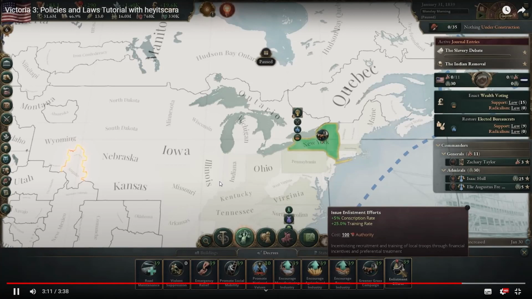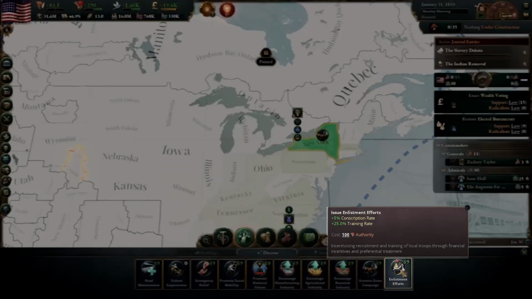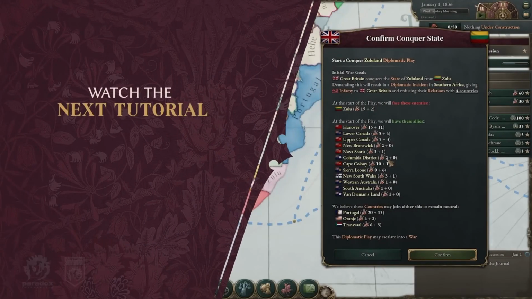Or, if a player is planning on declaring a war, enlistment efforts can temporarily increase the amount of conscripts a state provides, and speeds up the process of training them. In the next video, we'll cover using diplomatic plays to set the stage for wars, as well as diplomatic actions.